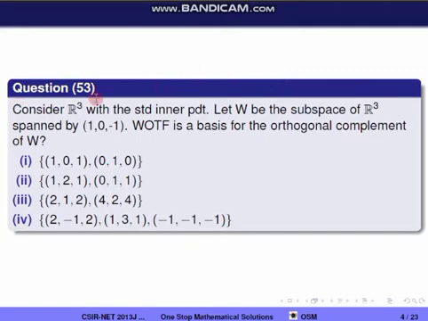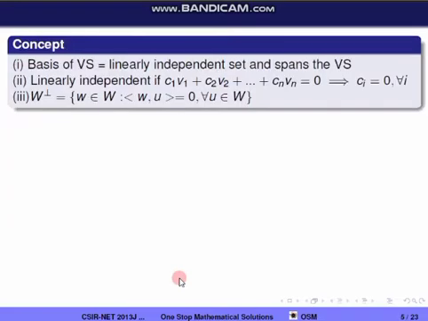Next, question 53. Consider R cube with the standard inner product. Let W be the subspace of R3 spanned by 1, 0, minus 1. Which of the following is a basis for the orthogonal complement of W? So we have a subspace given here, and we have to find a basis for its orthogonal complement. First of all, we look into the concepts used in the question.